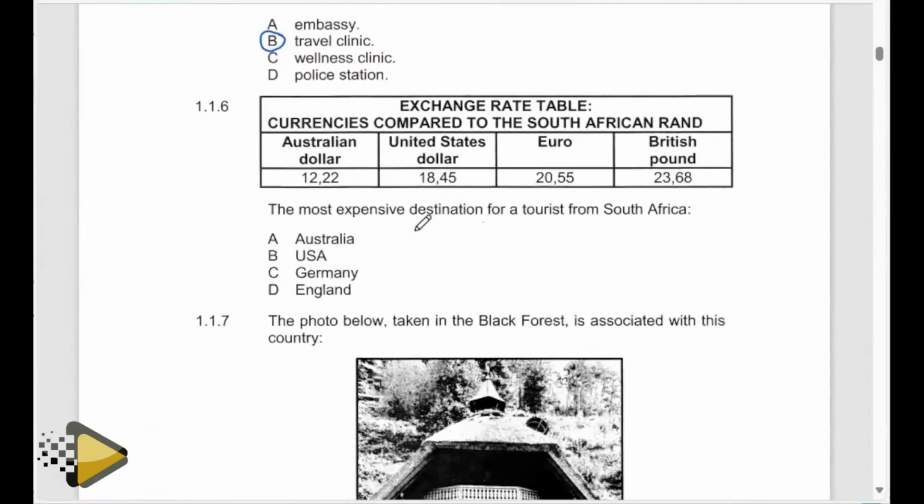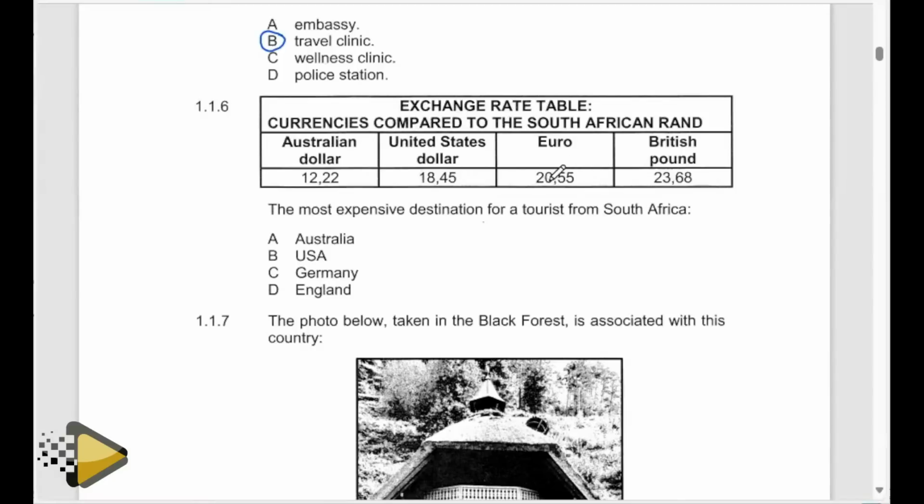1.1.6. The most expensive destination for a tourist from South Africa. So there is an exchange rate table there. We have currencies compared to the South African rand. In the first column, we have the Australian dollar, which is trading at 12 rand 22 against the South African rand. Then we also have the US dollar trading at 18 rand 45 against the rand.